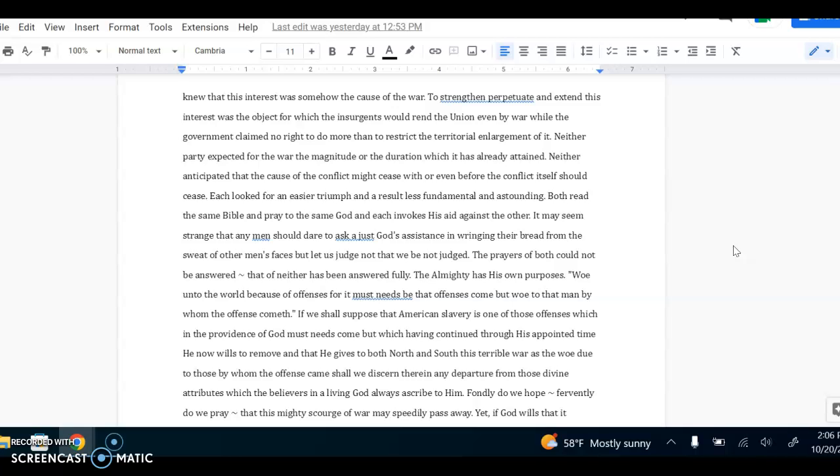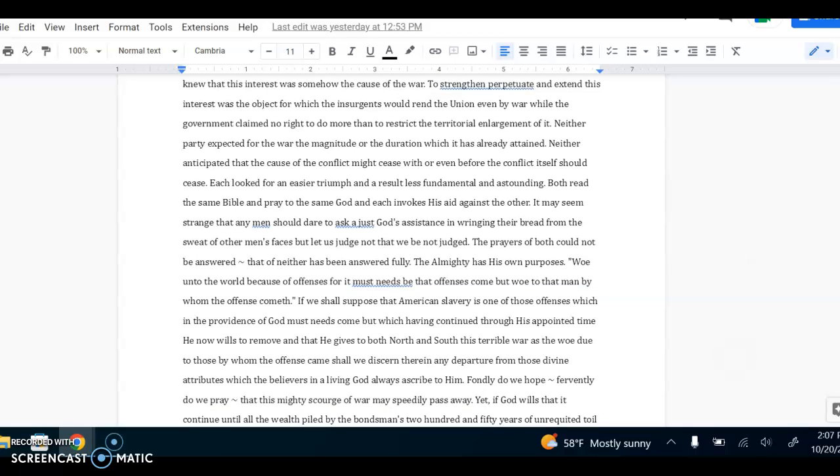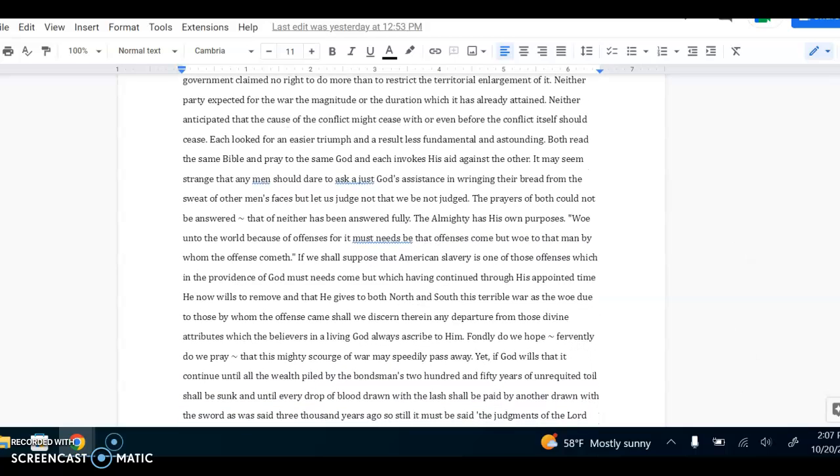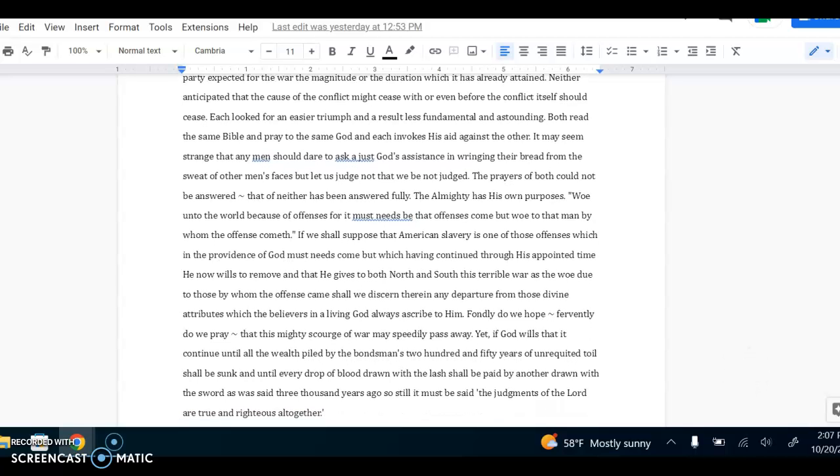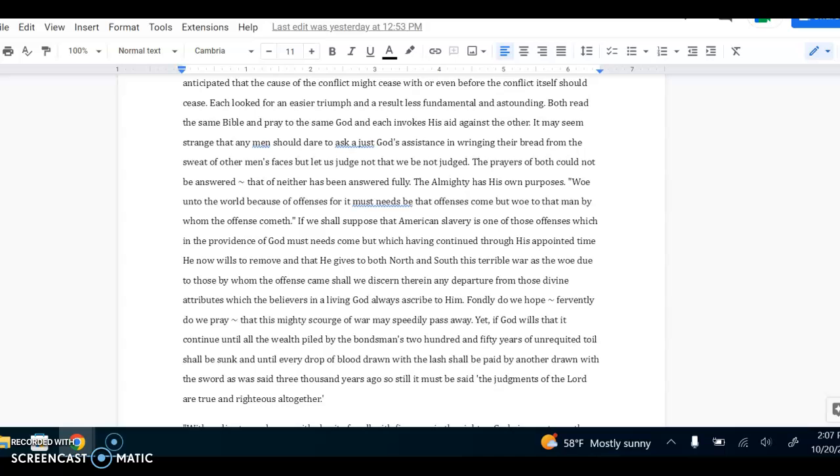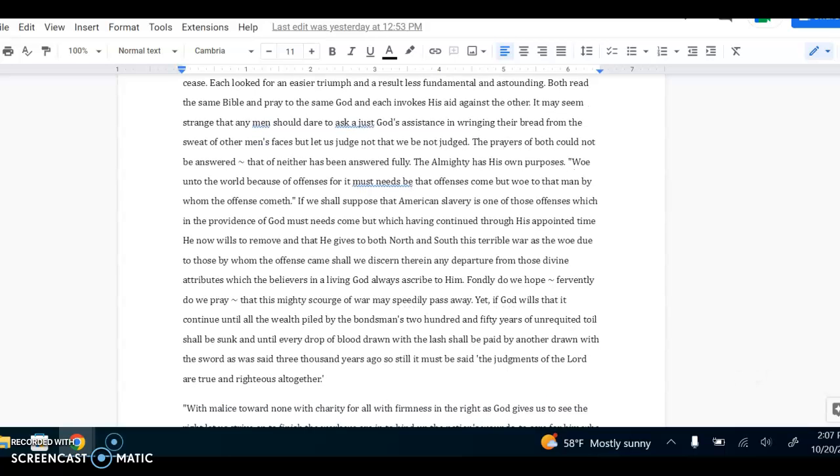Neither party expected for the war the magnitude or the duration which it has already attained. Neither anticipated that the cause of the conflict might cease with, or even before the conflict itself should cease. Each looked for an easier triumph and a result less fundamental and astounding. Both read the same Bible and pray to the same God, and each invokes his aid against the other. It may seem strange that any man should dare to ask a just God's assistance in writing their bread from the sweat of another man's face.